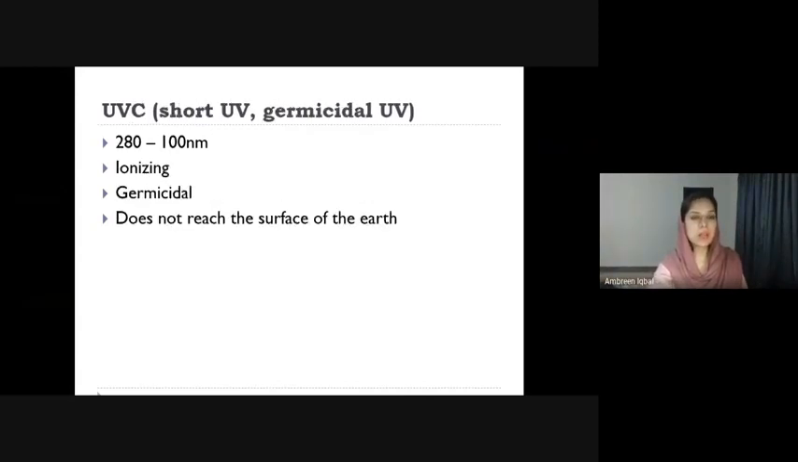The third type of ultraviolet is ultraviolet C. Ultraviolet C has wavelengths from 280 nanometer to 100 nanometer. They are ionizing in nature. This is a different effect from A and B. Due to this ionizing property, they are considered germicidal. Germicidal means they are going to kill bacteria or germs. Cidal means to kill germs. But they usually do not reach the surface of the earth due to the presence of the ozone layer.